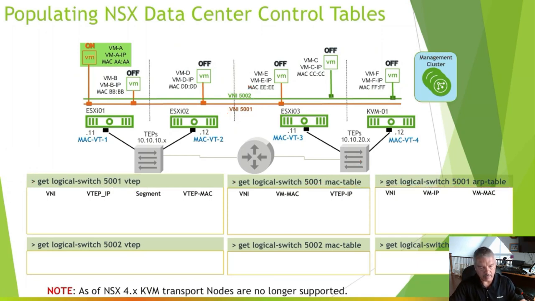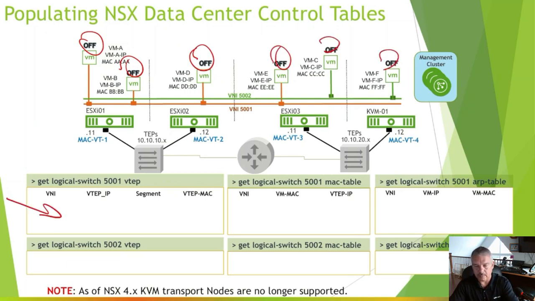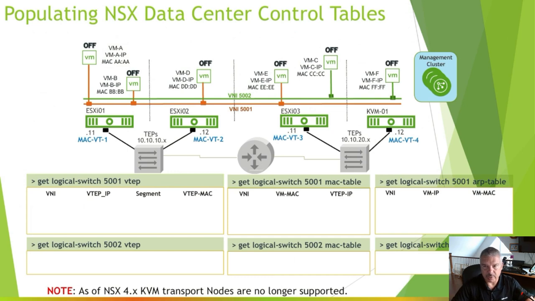So right now, let me back up. All these VMs are turned off. So the tables are empty. What do we see inside the tables? Now there's a bunch of other stuff that you'll see here. I'm condensing this for the more important information. You'll see each table, whether it's a VTEP table or a MAC table or ARP table, each will have the VNI ID, and then you'll actually see the VNI ID inside each one of them. Okay.